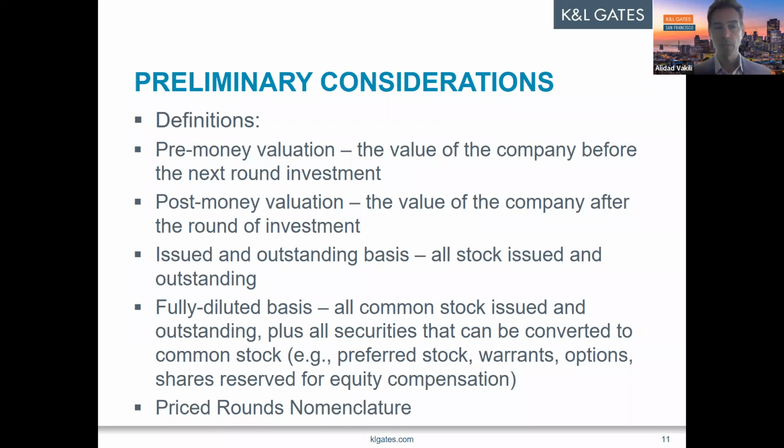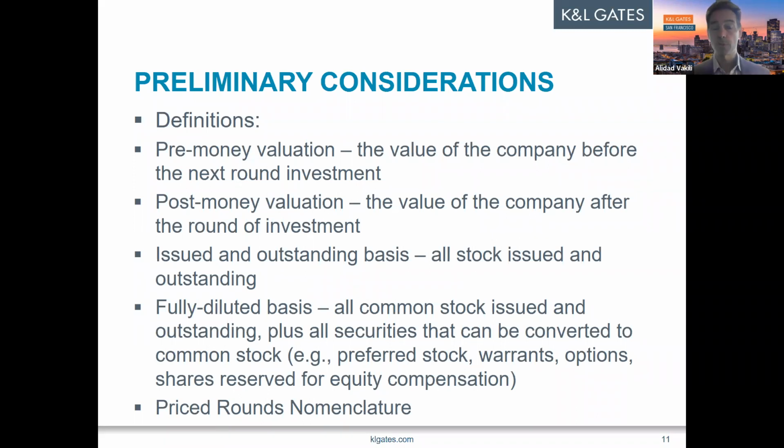Issued and outstanding basis. So when you're looking at the cap table and looking at who owns what, if you're looking at the shares of stock that are issued and outstanding, that's the current ownership of the company, not including any sort of convertible securities or options or anything like that. That's just actually what's currently the shares that are currently issued and are outstanding. That's the issued and outstanding basis.